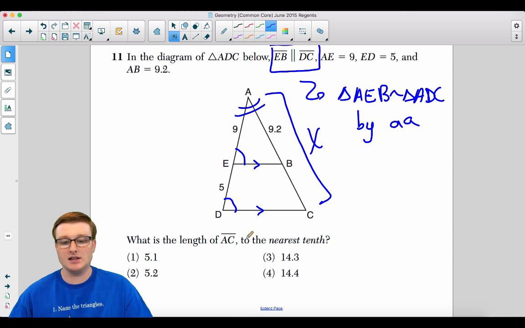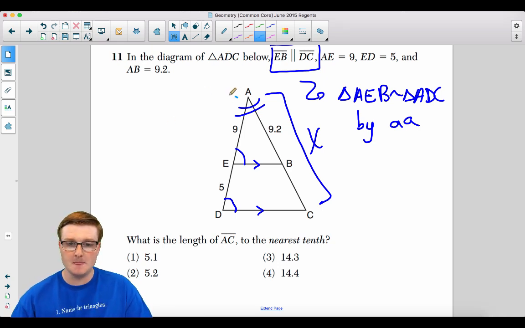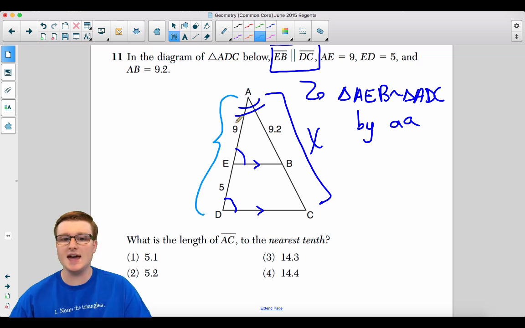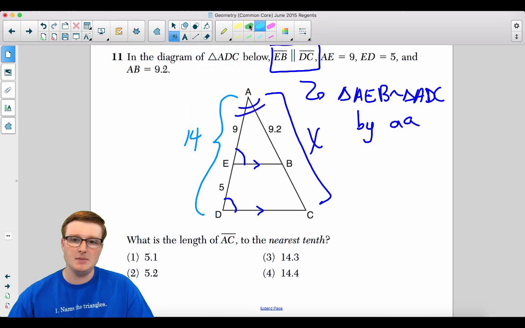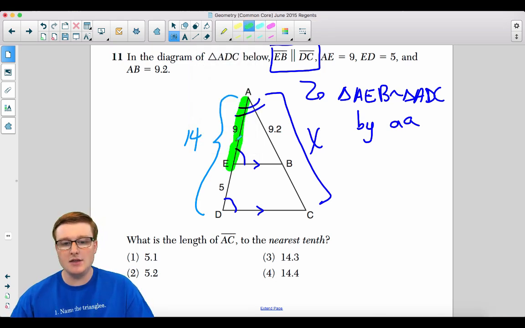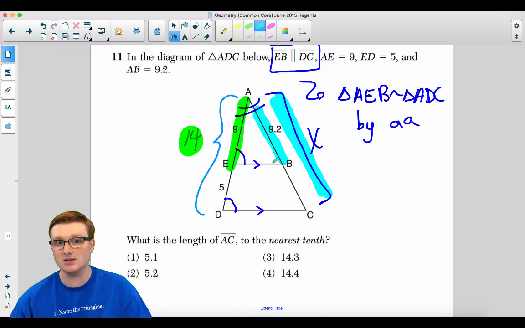Now, it's saying what's the length of AC to the nearest tenth. What you need to do is you need to set these two triangles in proportion to each other. The problem is, how do we do it? Well, the first thing that you need to do is add up 9 and 5 to get 14, and I'll tell you why. Because I want to set the 9 in proportion to the 14, and then take my 9.2 and set it in proportion to my entire length of x.